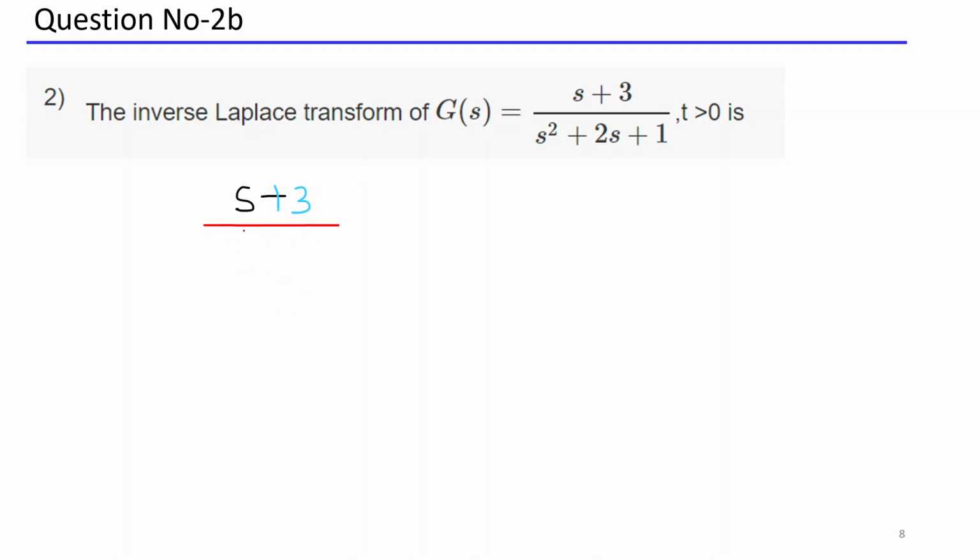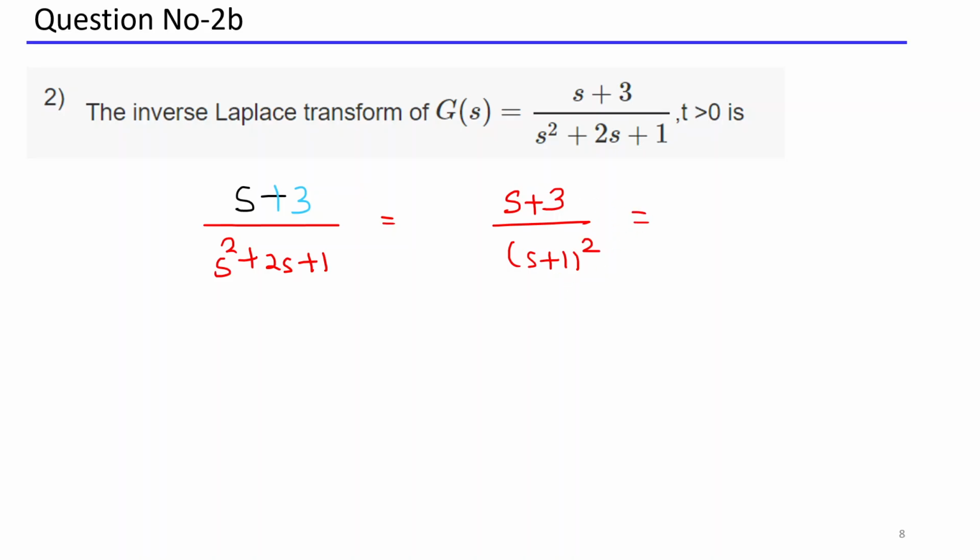Okay, so the question is (s plus 3) divided by (s square plus 2s plus 1). Please unmute yourself. Now I am just finding the inverse Laplace transform of this one. So now you have to simplify this equation. This s square plus 2s plus 1 is nothing but (s plus 1) square, right?